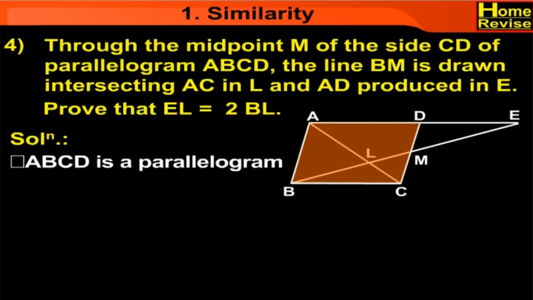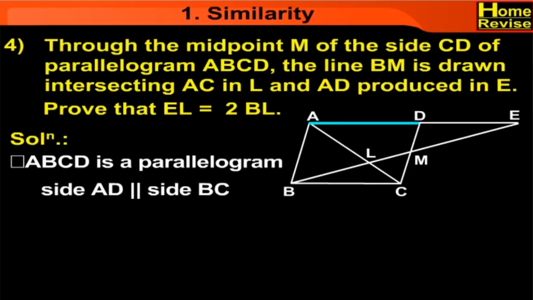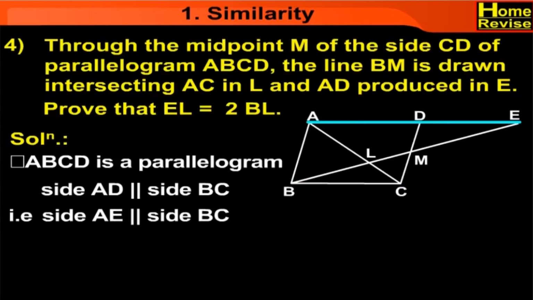Quadrilateral ABCD is a parallelogram. Side AD is parallel to side BC. That is, side AE is parallel to side BC. Reason: A-D-E. Let this be equation number 1.